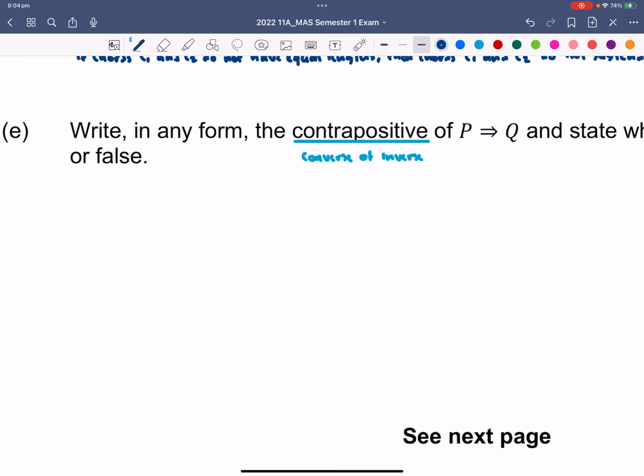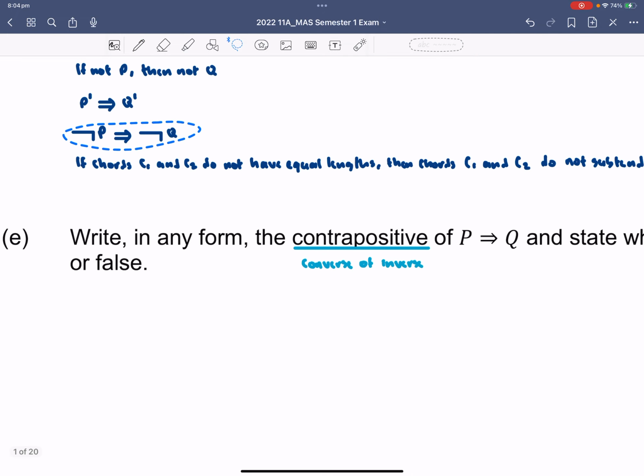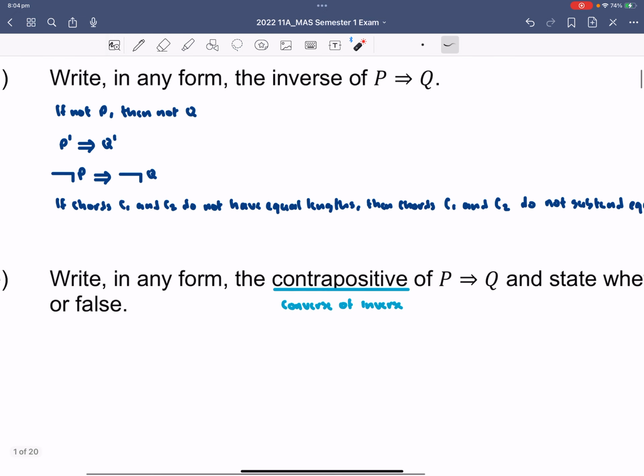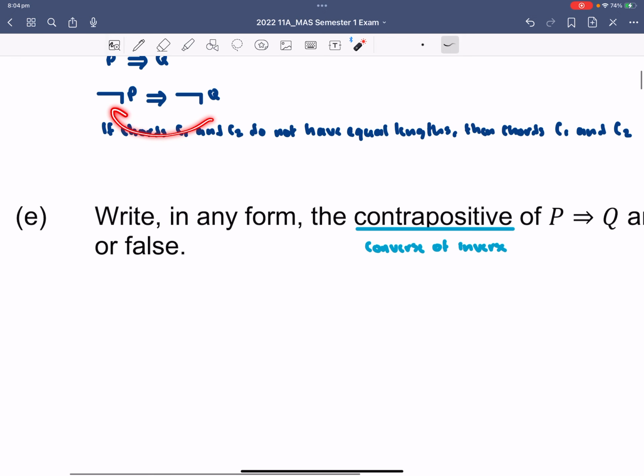So they're very happy with a statement that says, if I was to use these symbols, so if not P, then not Q, I want to do the converse of it. So the converse of it is if not Q. So think about it, this was the inverse. So now I just want to do the converse of the inverse. Converse means swap these two around.